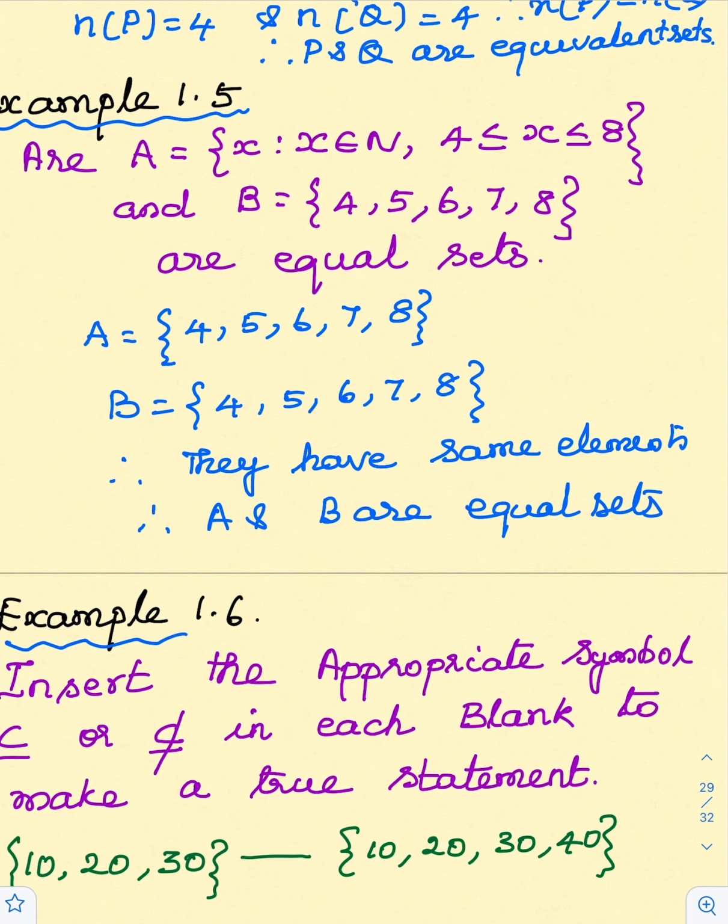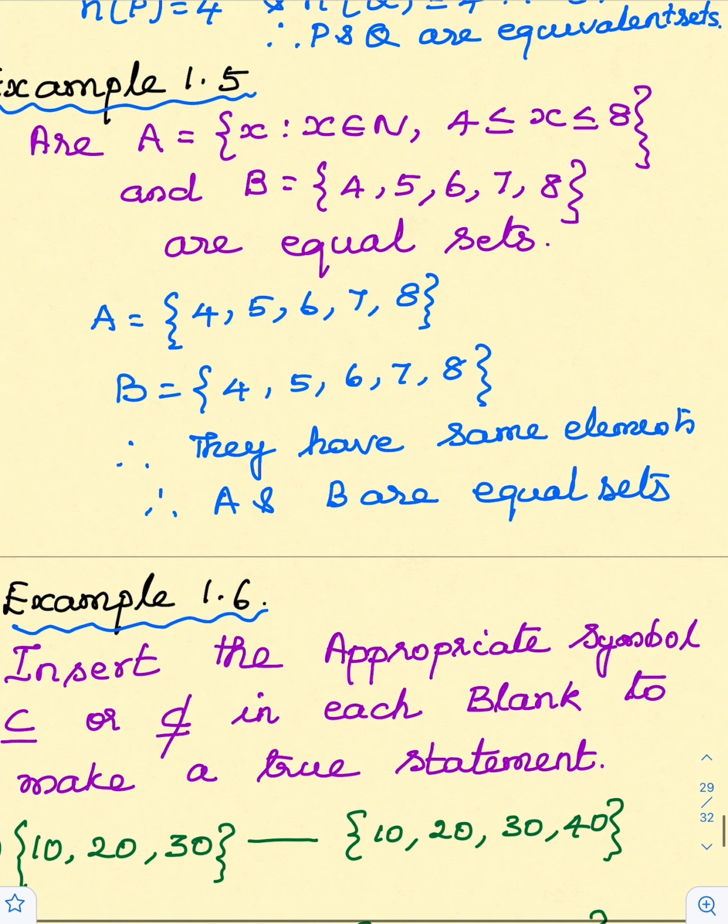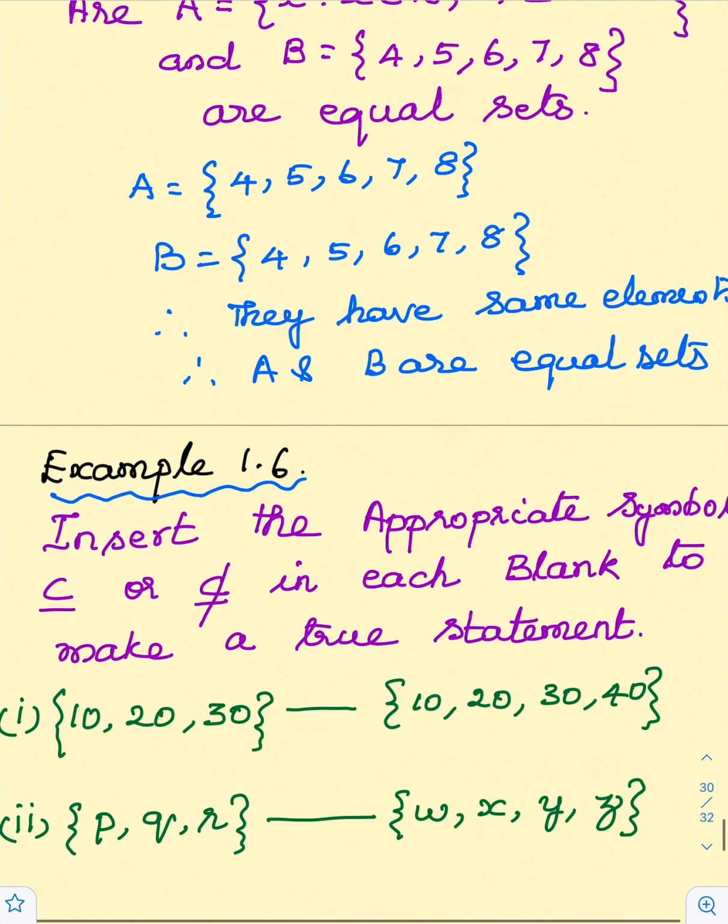Next we go to example 1.6. Insert the appropriate symbol, subset or not a subset, in each blank to make a true statement. 10, 20, 30. See whether this 10, 20, 30 is in the next set. See, 10, 20, 30 is there. So it is a subset. P, Q, R, and here we have W, X, Y, Z. These elements are not present here. So it is not a subset.